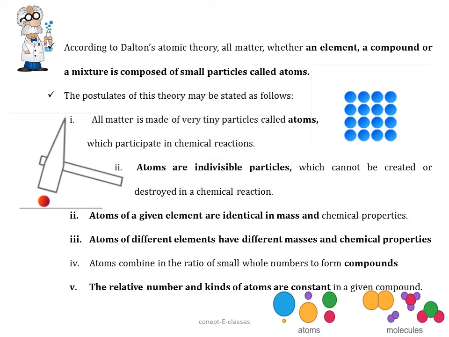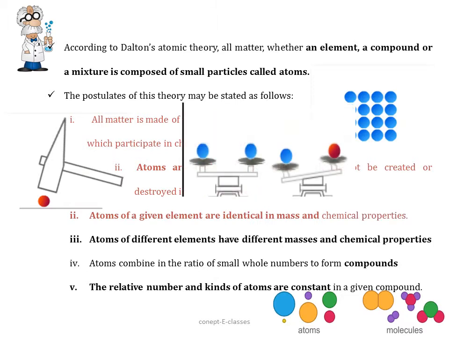Now, let's see the postulates of this theory. All matter is made up of very tiny particles called atoms, which participate in a chemical reaction. Now, these atoms are indivisible particles, that is, they cannot be divided, they cannot be created or destroyed in a chemical reaction. Now, atoms of given elements are identical in mass and chemical properties, because in an element all the atoms are same in mass as well as chemical properties.